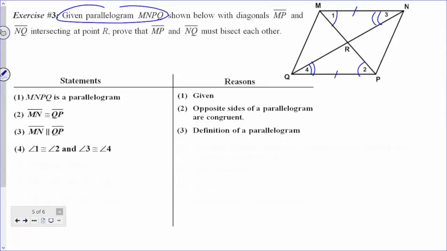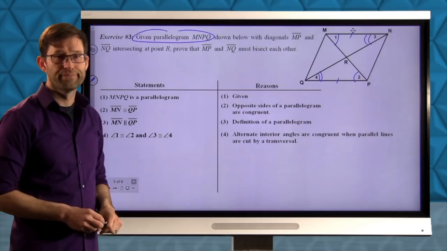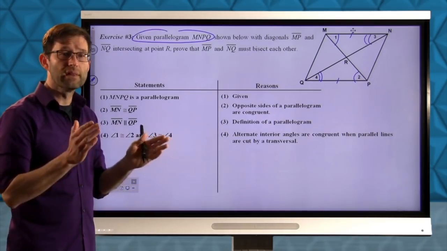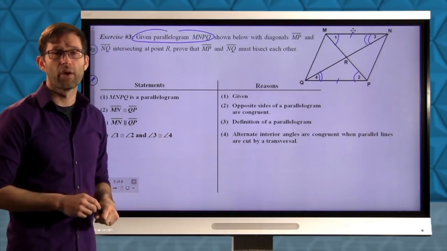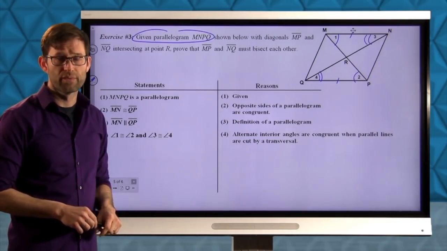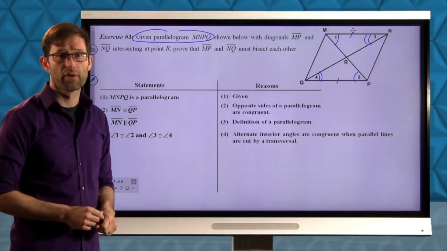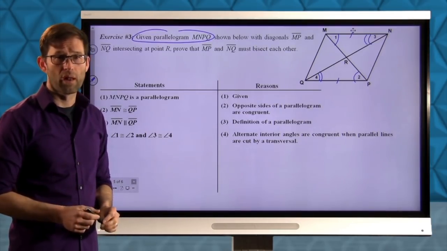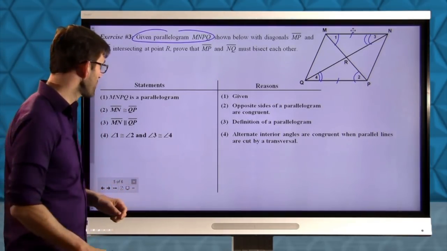I get that angle 1 was congruent to angle 2 and angle 3 was congruent to angle 4. Because alternate interior angles are congruent when parallel lines are cut by a transversal. All right. Again, probably the least amount you could write there is alternate interior angles created by parallel lines are congruent. Don't say definition of alternate interior angles. Don't say definition of parallel lines. None of those are correct.